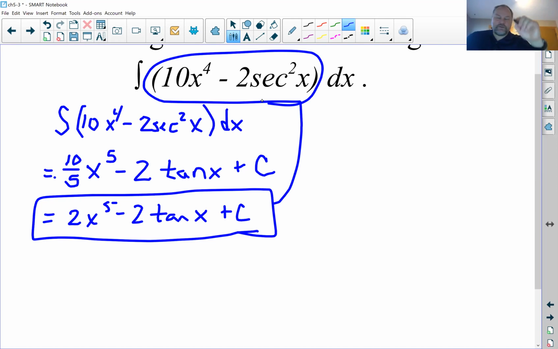It could be that what the constant does is it would just move the function up or down on the y-axis. Because we don't know what the original function was, we have to include that constant. If we had limits here, because we take the upper minus the lower, the constant in essence would get subtracted off.